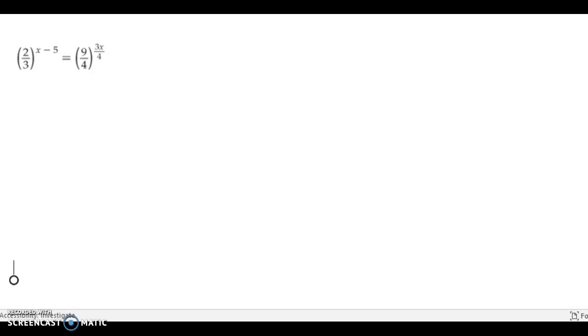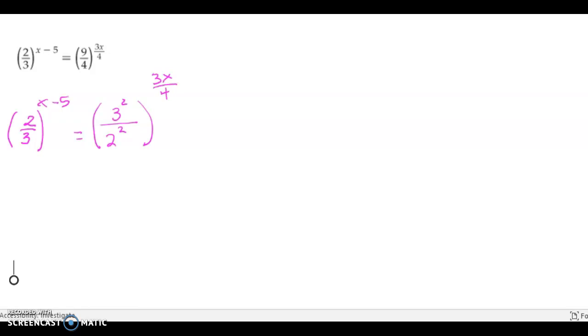All right, 2/3 to the x minus 5 power. Well, I can't take 2 down, and I can't take 3 down to a lower base, so I'll just leave it. But I can take 9/4 down. 9 is 3 squared, and 4 is 2 squared. So I know we know that, still to the 3x over 4 power.